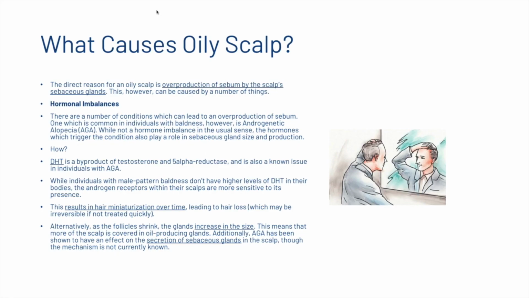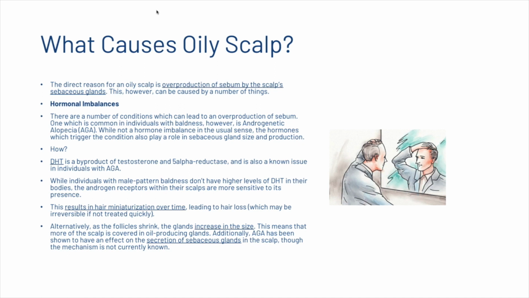So, you're probably wondering, what causes an oily scalp? The direct reason for an oily scalp is overproduction of sebum by the scalp's sebaceous glands. This, however, can be caused by a number of things. The first is hormonal imbalances. There are a number of conditions which can lead to an overproduction of sebum. One of which, common in individuals with baldness, is androgenetic alopecia. While not a hormone imbalance in the usual sense, the hormones which trigger the condition also play a role in sebaceous gland size and production.